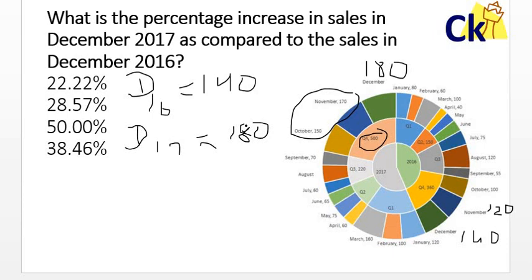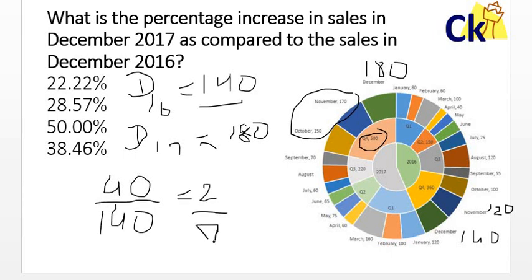So our percentage increase would be change upon initial. So that is nothing but 180 minus 140, that is 40, upon initial, that is 140. So this is nothing but 2 by 7. 1 by 7 is 14.28, so 2 by 7 is 28.57. Hence your option is B.